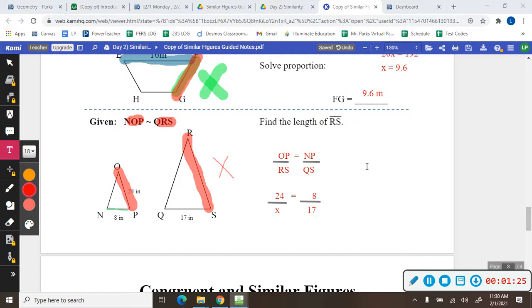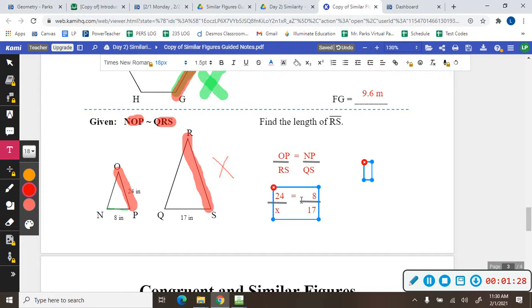I could cross multiply 24 times 17 on the right, 8 times X on the left. Sorry, 24 times 17 on the left. You could also write this backwards. I kind of like my X on the left. So I'm going to go 8 times X equals 24 times 17. I'm going to type in 24 times 17, see what that is. That's 408. So now 8X equals 408. Divide by 8, and you get 51.